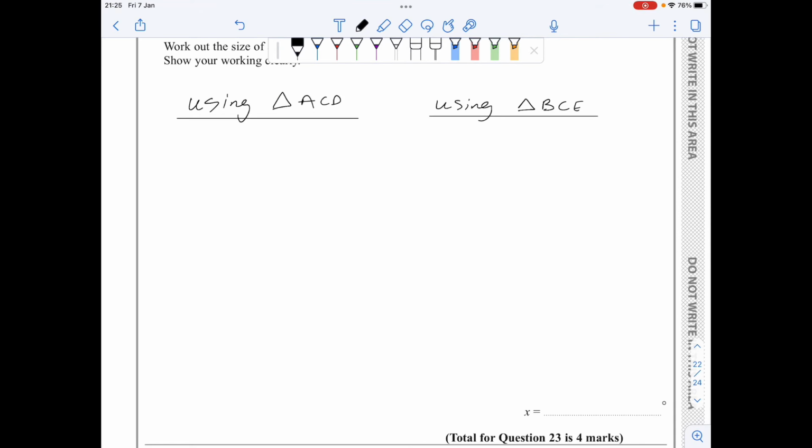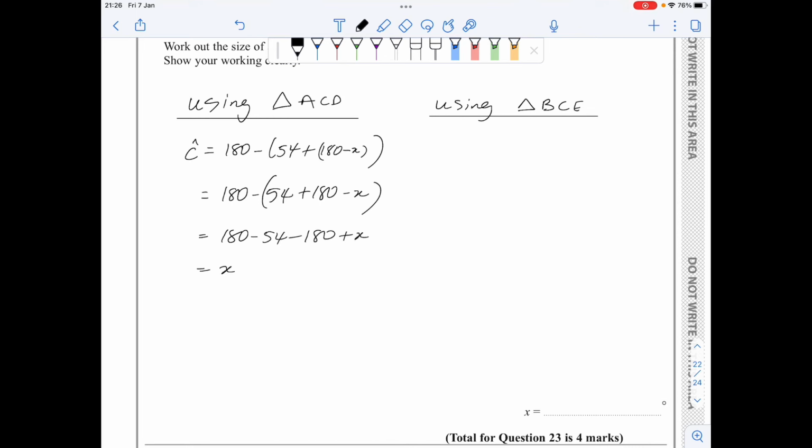So using triangle ACD, I get angle C is equal to 180 - 54 + 180 - x. If I further expand, I get 180 - 54 - 180 + x, which gives me x - 54. Using triangle BCE, I get C equals 180 - (x + 32). If I expand, I get 180 - x - 32. So this will give me 148 - x.